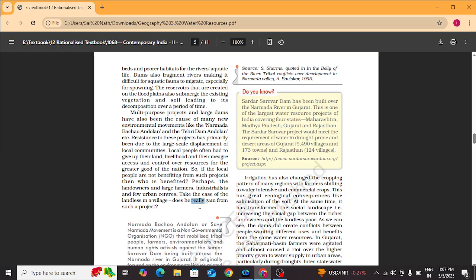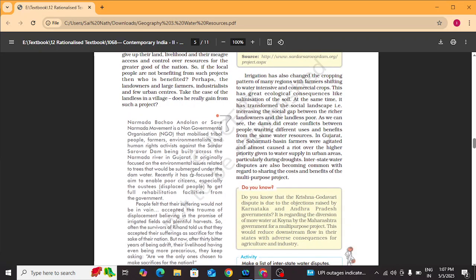So many of these projects have also been the cause of many environmental movements like the Narmada Bachao Andolan, Tehri Dam Andolan, etc. Resistance has been due to the large scale displacement of local communities. So of course a cost benefit analysis is done to know that if a dam is being built, how much it will affect the aquatic life, the natural environment around it, and of course the local communities. Hence, it is a very big project to be undertaken.